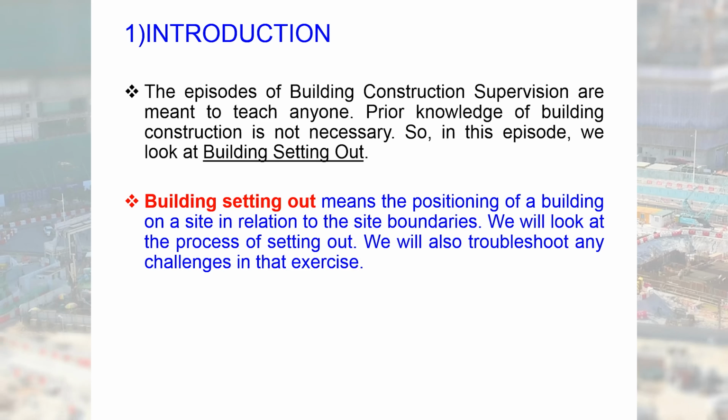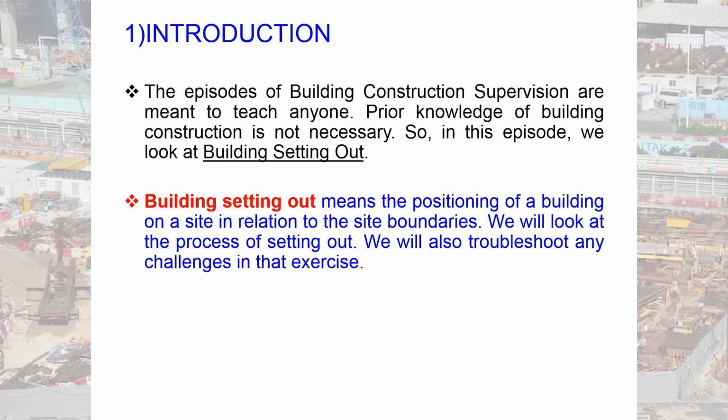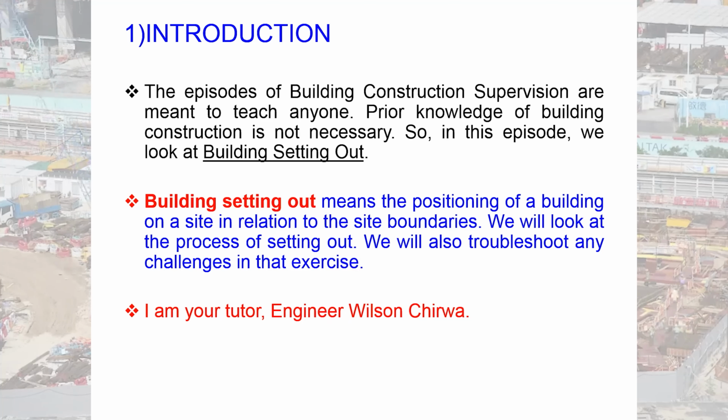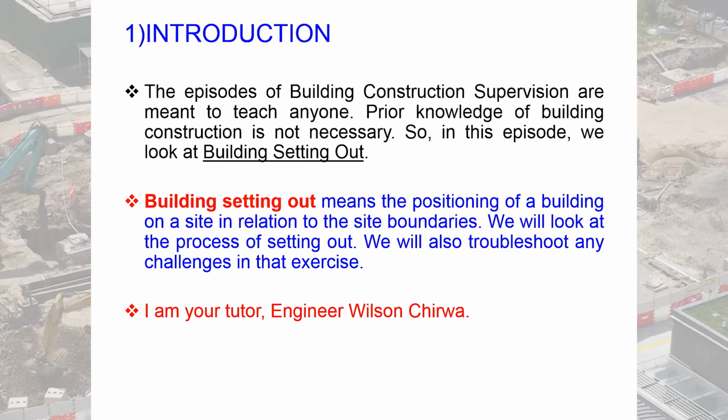Building setting out means the positioning of a building on a site in relation to the site boundaries. We will look at the process of setting out. We will also troubleshoot any challenges in that exercise. I am your tutor, Engineer Wilson Chirwa.